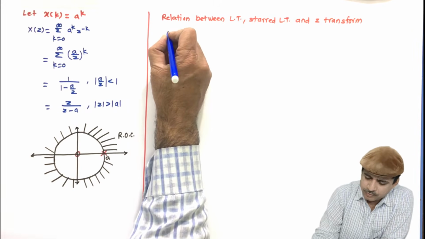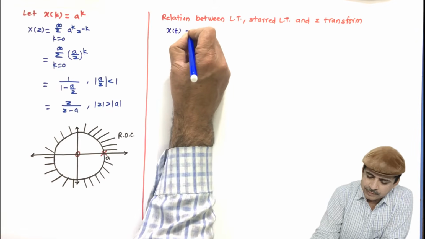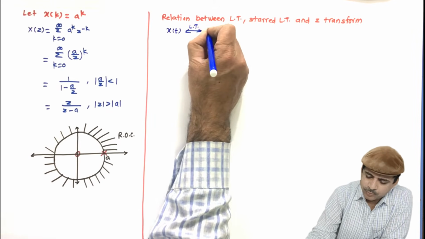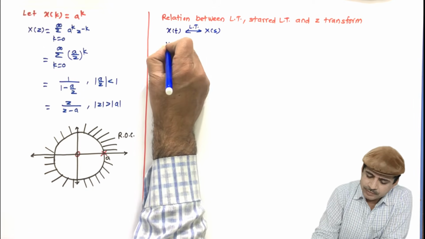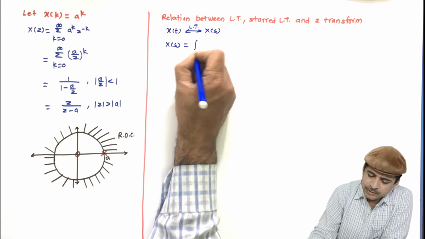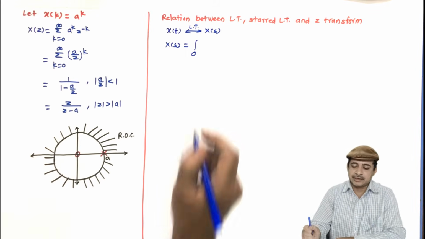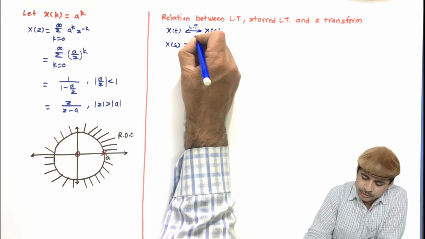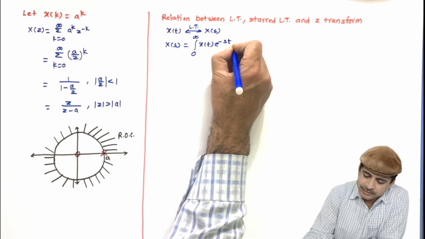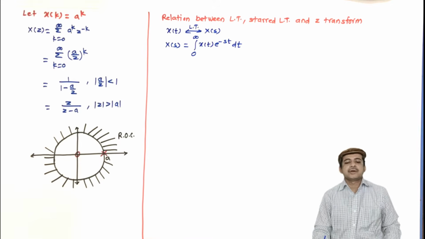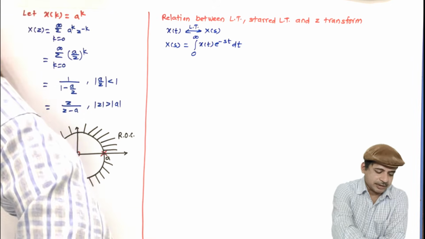So we have x of t. Taken Laplace transform gives me X of s, where X of s is equal to integration. Now I will consider unilateral for all. Unilateral. So this will start from 0 to infinity x of t e raised to minus st dt. This is the Laplace transform.